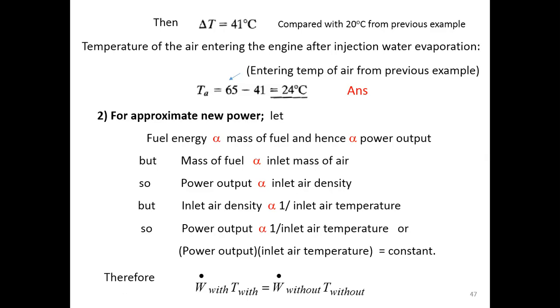Okay, so the inlet air density varies with 1 over the inlet air temperature. That means the power output varies with 1 over the inlet air temperature. In other words, we can write out this equation: the power output times the inlet air temperature becomes constant, right?